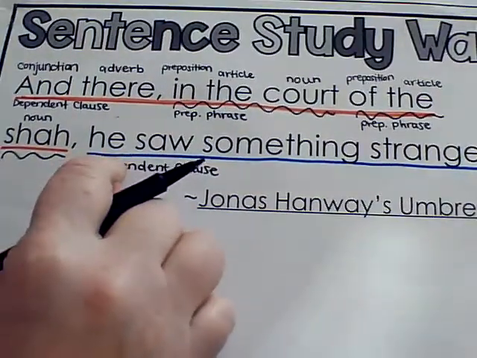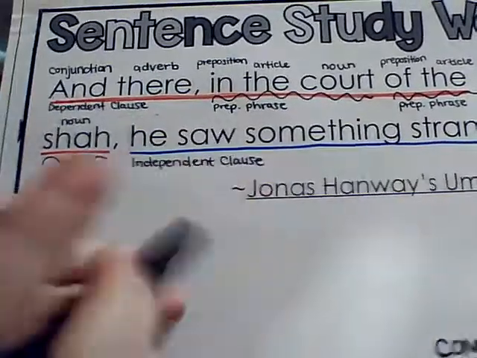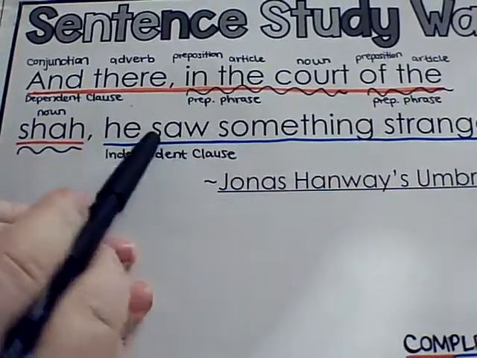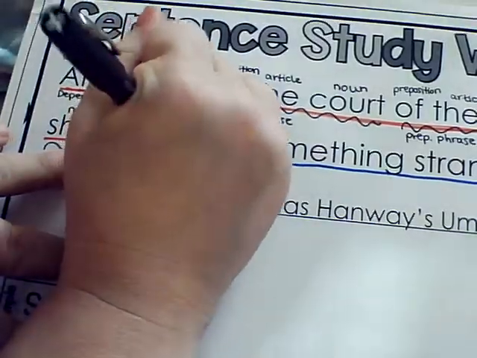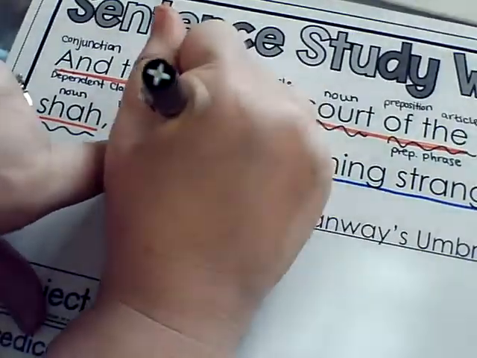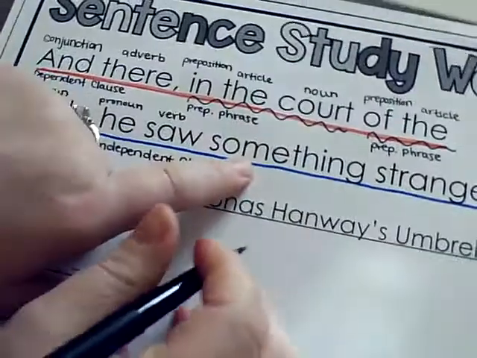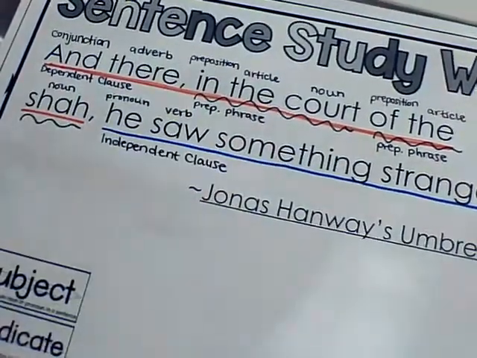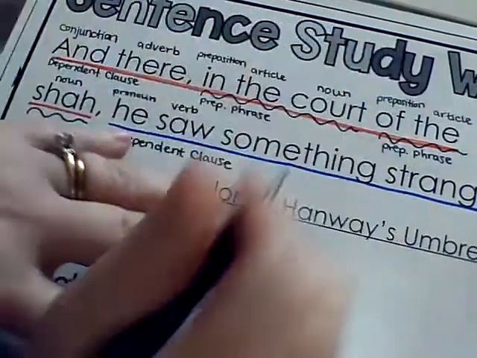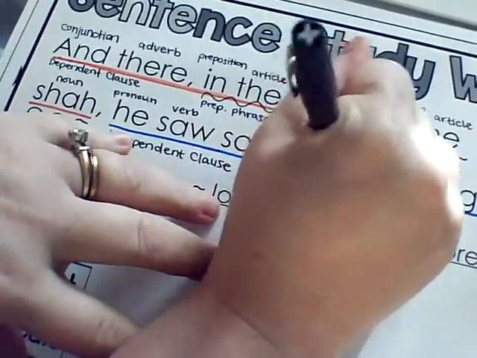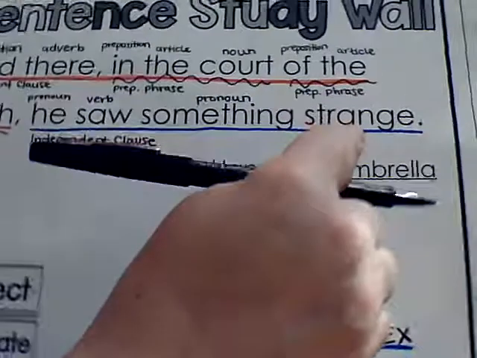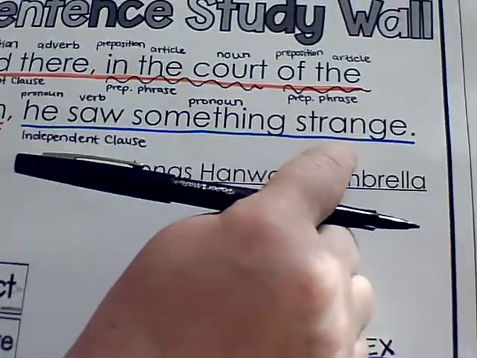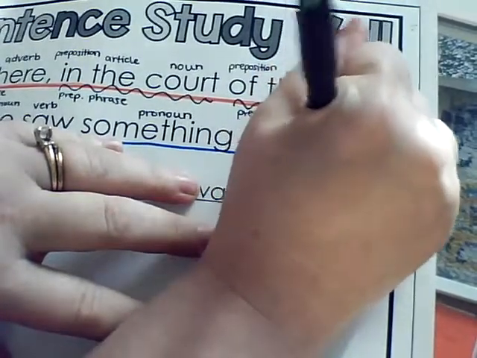Okay, so he is replacing the name of the character. We don't know who he is yet. We do know the book's called Jonas Hanway's Umbrella, so we could assume that he might be Jonas Hanway, but we don't know. It's replacing it, so we're going to call it a pronoun. Saw is an action, so it's a verb. Something is replacing the name of whatever that object is. He saw an elephant. He saw a potato. He saw a tornado. Whatever it is, this word something is actually replacing what that is. So we're going to call this a pronoun. And the word strange is describing the pronoun. And because it's describing a pronoun, we can call it an adjective. Strange.